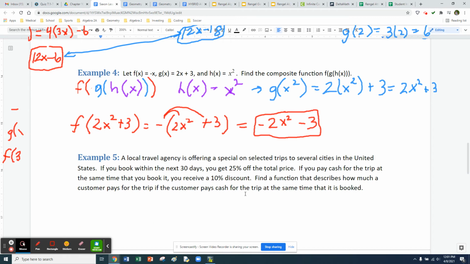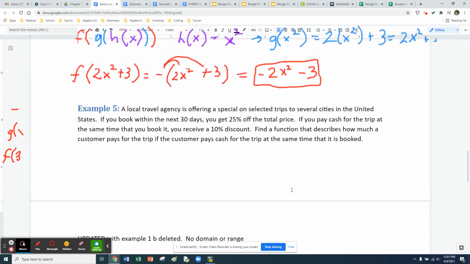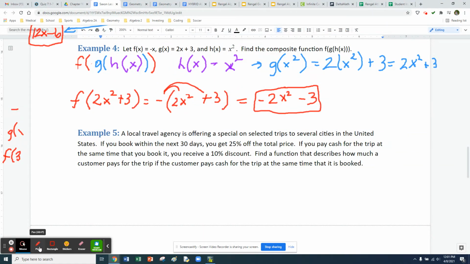Lastly, let's take a look at an example where we find a composite of functions using a real-life example. A local travel agency is offering a special on selected trips into several cities in the United States. If you book within the next 30 days, you receive 25% off the original price. Secondly, we get a 10% discount if we pay in cash. Find a function that describes how much a customer pays for the trip if the customer pays in cash at the same time that it is booked.